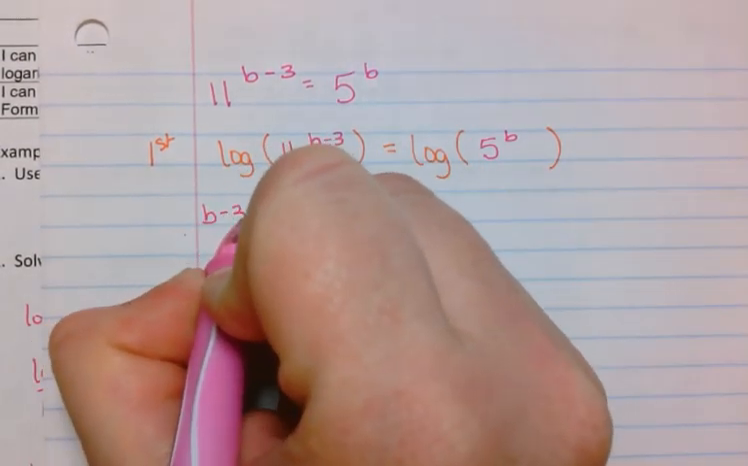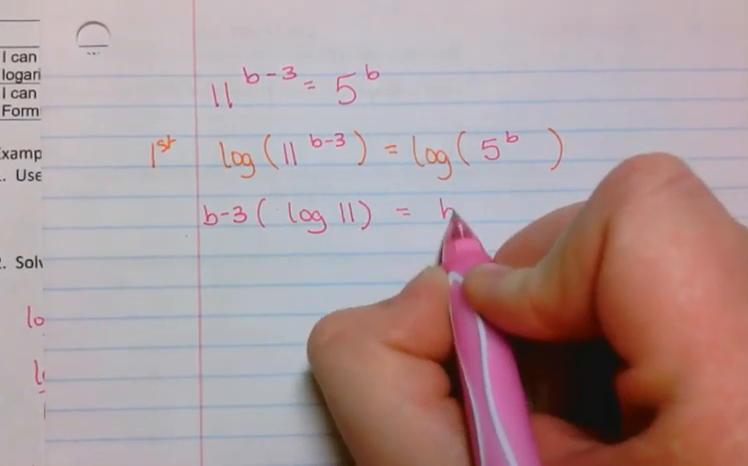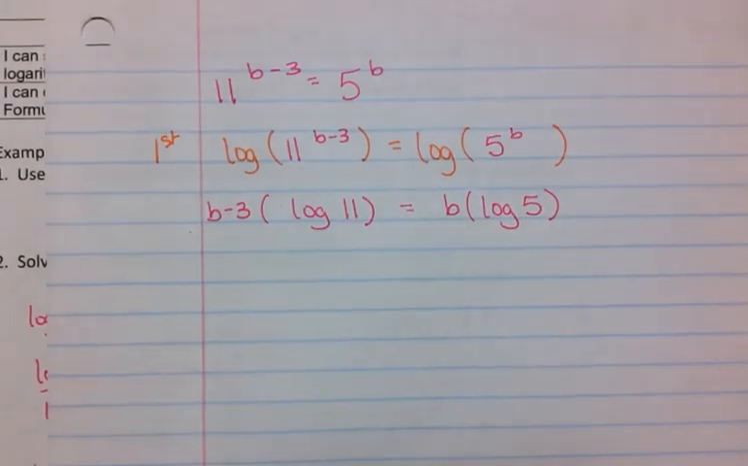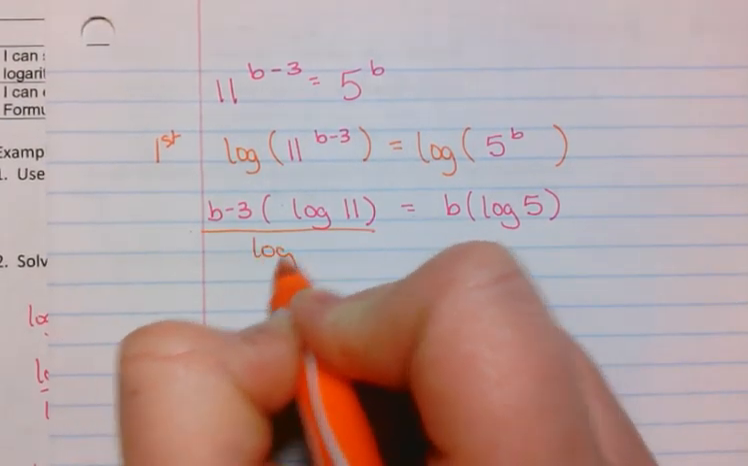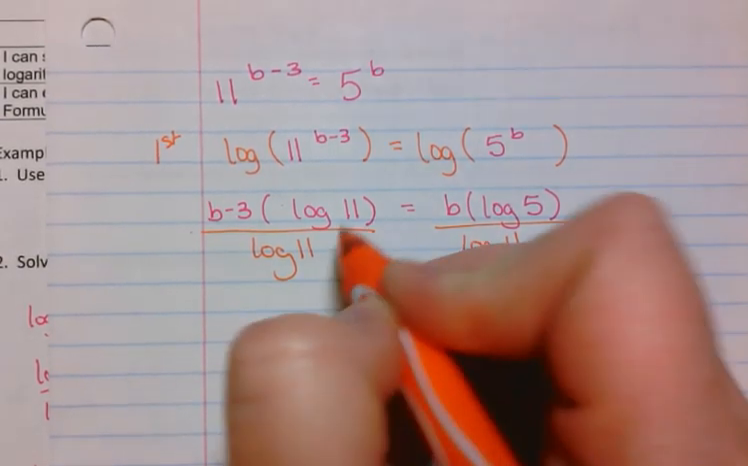So b minus 3 times log 11 equals b times log 5. We're in base 10, so that's fine. Okay, so you could do it two different ways. You can do a cross product, which is the way I like to do it. You can do a distribution. You can do whatever you want. So I'm going to do it my way that I like. I'm going to divide by log 11 on both sides. I'm also going to divide by b.